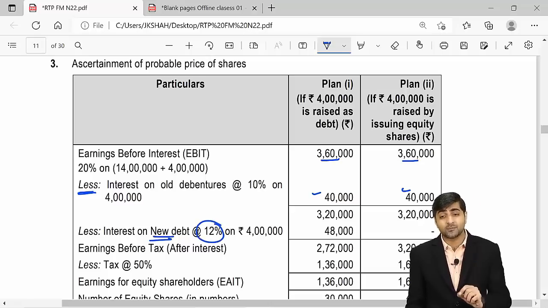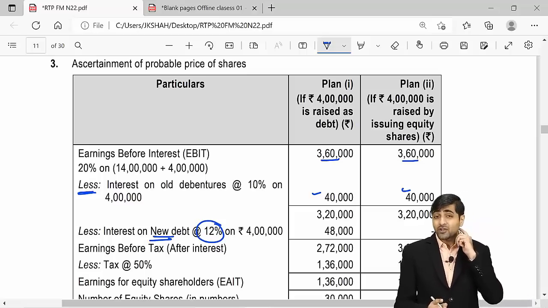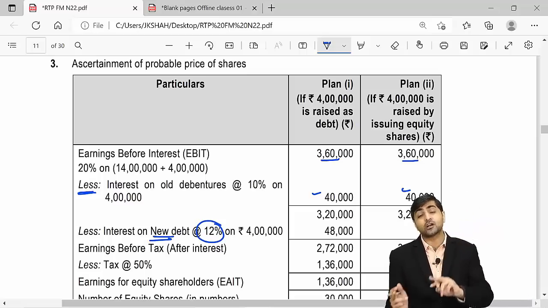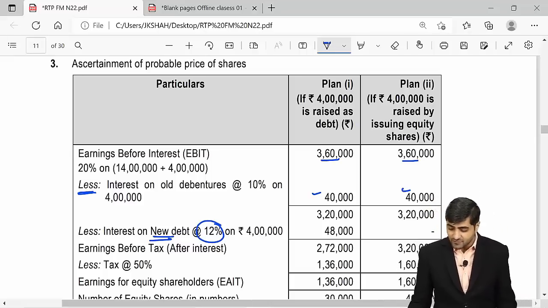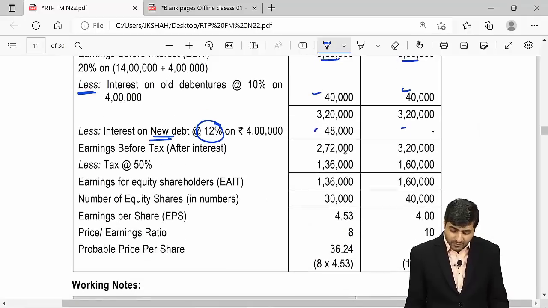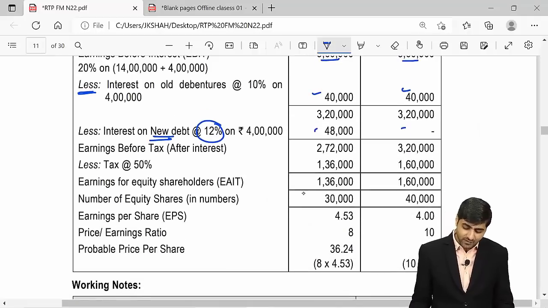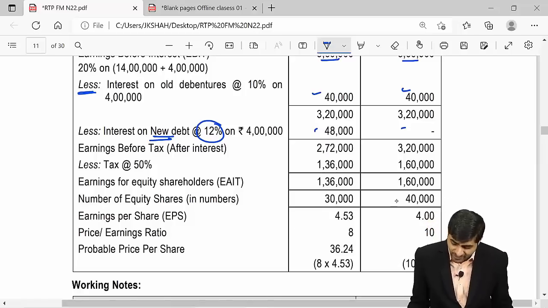Why is it 12%? We just now checked in condition number 7 that when your debt equity will be greater than your 32%, then your rate of interest will be 12%. So that gives you 48,000. Of course, there is no interest here. And then from EBT, we will subtract tax. We'll be getting your net profit available for equity shareholders, which we divide by number of equity shares.